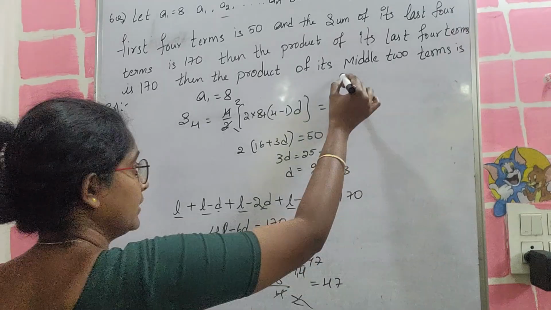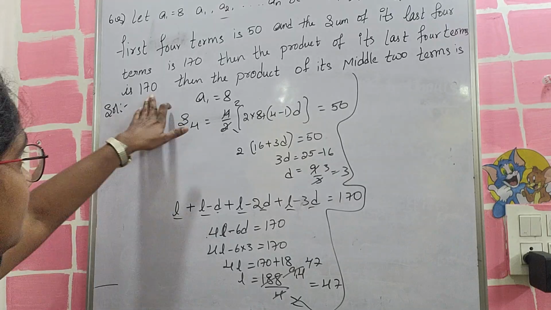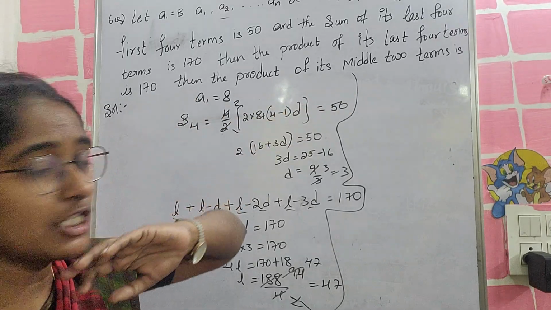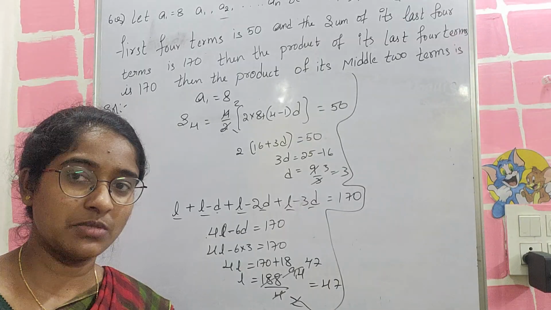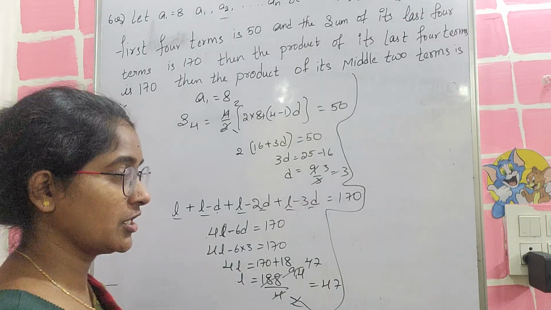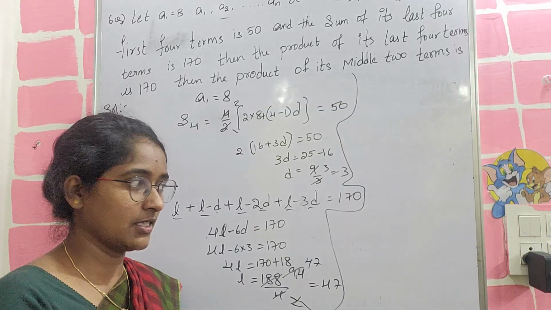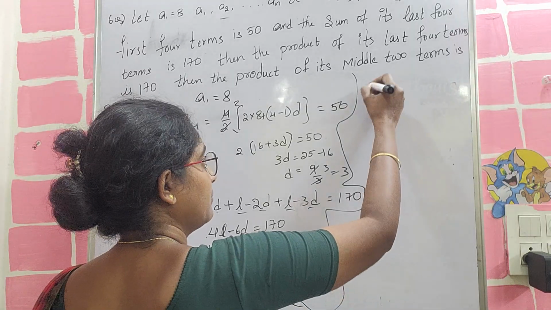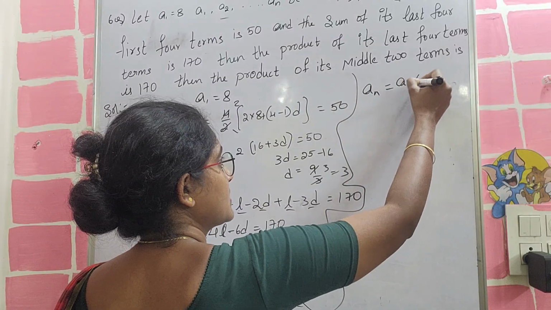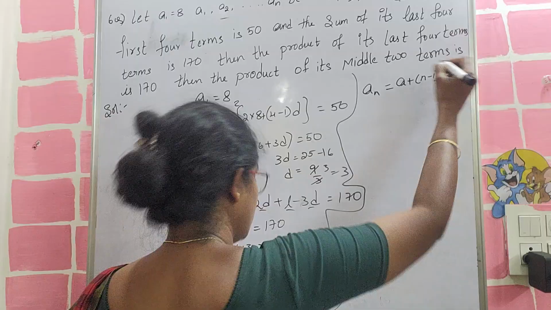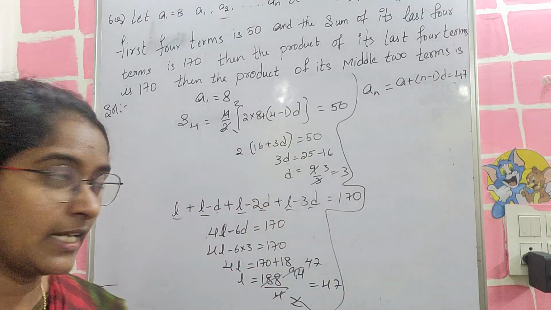Then what they are asking us to find is the product of its middle 2 terms. We have the value of the last term, but we don't know which term is last. If we know the nth value, then we can find what the middle terms are. So we write an is equal to a plus n minus 1 into d is equal to 47. We know a and d values, so we'll substitute and find the n value.